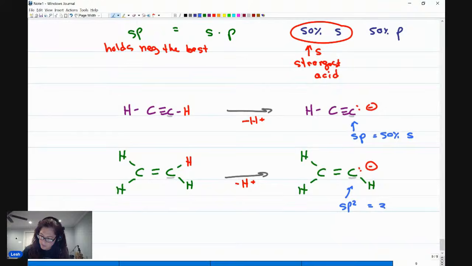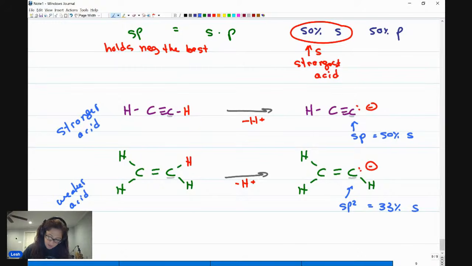That is 33% S. That means this one right here is the stronger acid because it's doing a much, much better job of holding that negative charge. Once I have the negative there, it holds it much closer to the nucleus because it has more of that S orbital. And that makes this one here the weaker acid.